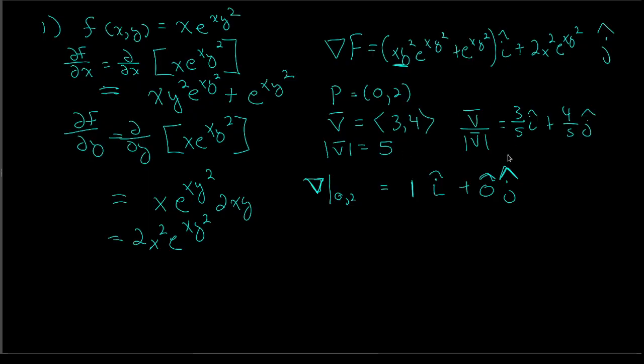And now I take the dot product of this times this. So I'm going to look at the dot product of the gradient at (0, 2) dotted with that unit vector I've created, and so the dot product is 3/5.